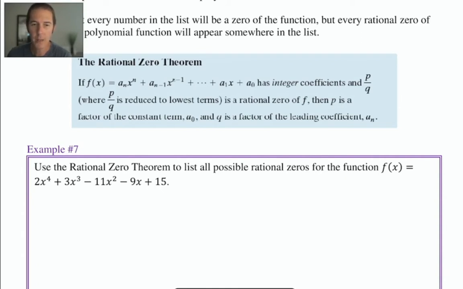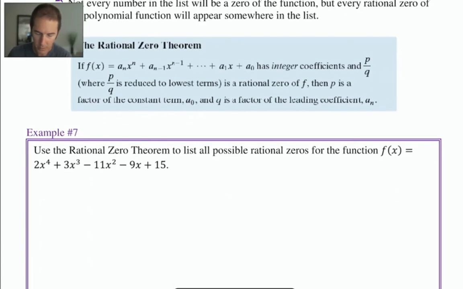Now, what are p and q? P consists of all of the factors of the constant term a sub 0, so that's the number that comes at the end. In example number 7, that's 15. And q represents all the factors of the leading coefficient, a sub n, which in example number 7 is this leading coefficient of 2 out here. So again, p over q.